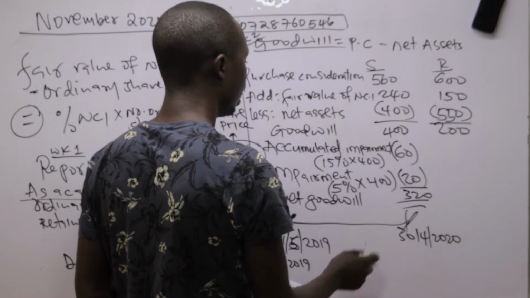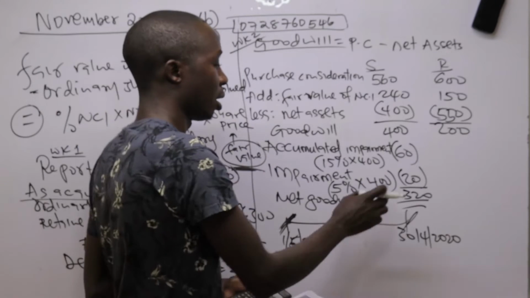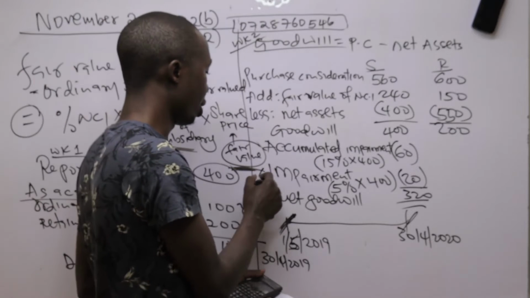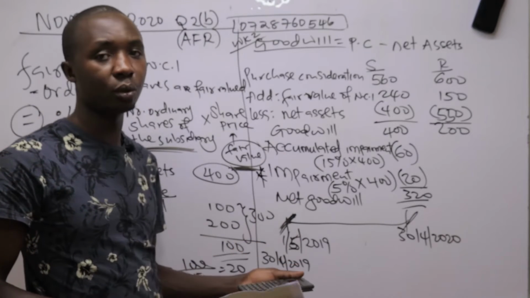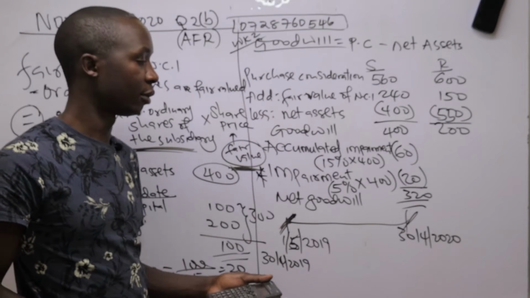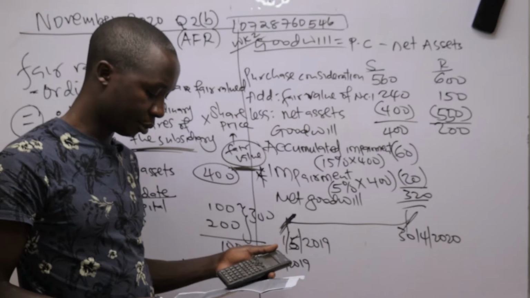So net goodwill, if I was to prepare the statement of financial position, I record that under the statement of financial position. For impairment, it goes to the statement of profit or loss. I can decide to classify it under the admin expenses, the administrative, or I just record it independently.